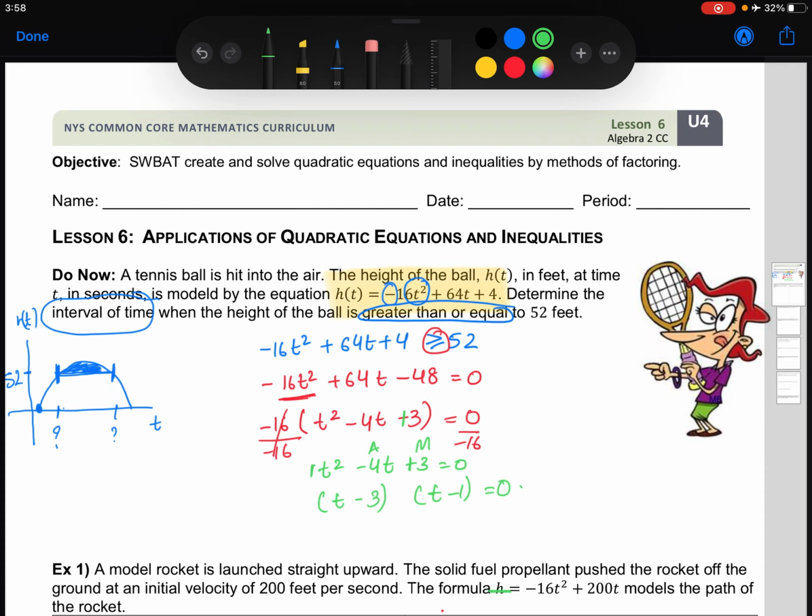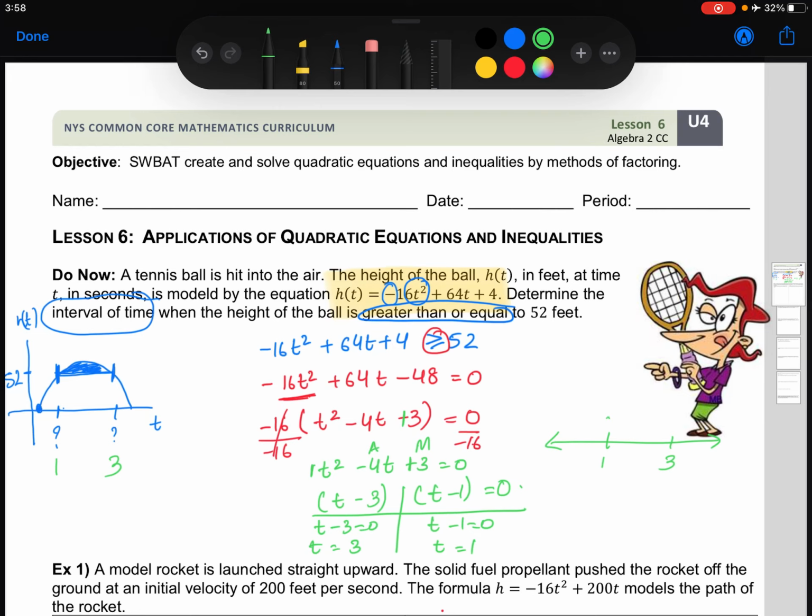So basically, if I set them equal to 0 to make my t chart, t minus 3 equal to 0, add 3 on both sides, t is equal to 3. t minus 1 equal to 0, add 1 on both sides, t is equal to 1. So basically it's going to be between 1 and 3 seconds, right? If you weren't sure, we draw the number line. That's what we did in a previous lesson also. We use those two numbers.